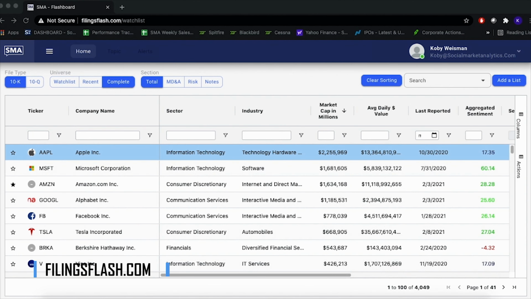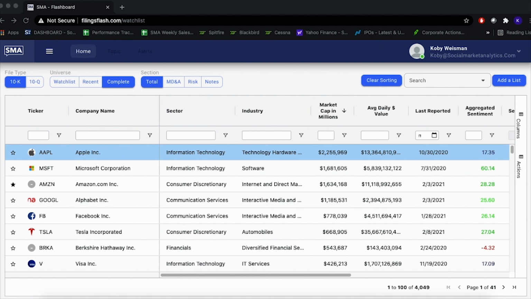Welcome to Filing Splash, a derivative product of machine-readable filings created by Social Market Analytics and S&P Global. Machine-readable filings, also known as MRF, parses out textual data from regulatory filings and overlays sentiment and word count metrics.